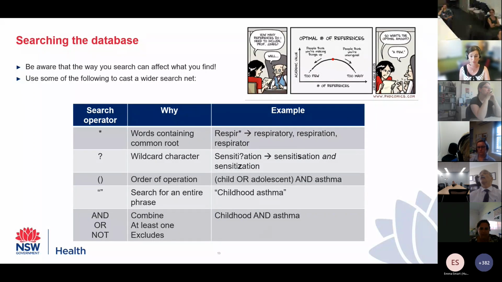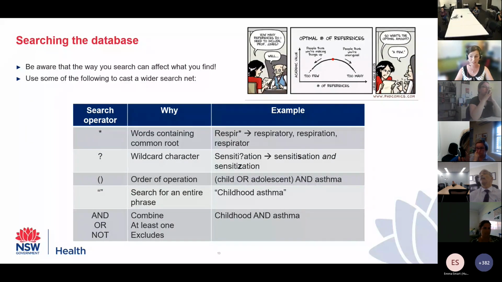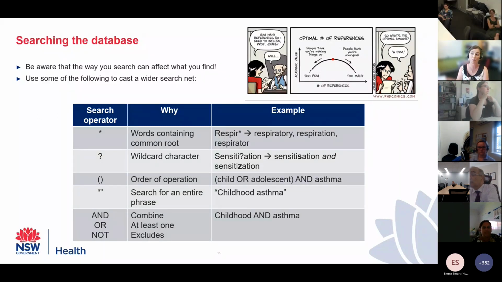And there's some orders of operations. So for instance, you might want to search child or adolescent, meaning it's going to search child asthma and adolescent asthma. The big one is also putting it in inverted commas. So if you put in just the words, it searches childhood and asthma and all the words that you put in. And then you can use and, or, not, which combines, has at least one, and excludes. So if there's something that keeps coming up and you're like, oh, for goodness sake, I don't want to see that, you can put not and then whatever the keyword is that keeps bringing it up. So keep that in mind as well.